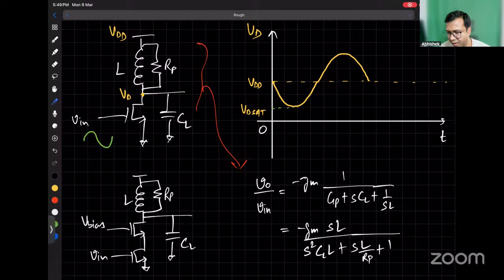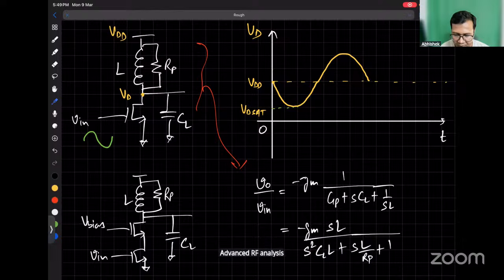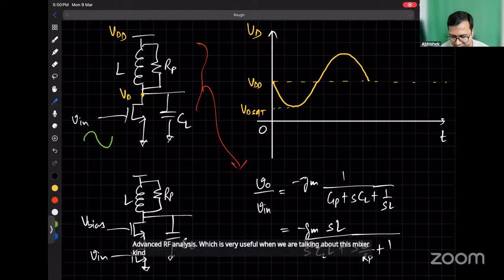And in addition to that, let's say if you already have access to either Mentor Graphics or Cadence based IC design flow, that is really useful, because in that flow you will be able to do some advanced RF analysis, which is very useful when we are talking about this mixer kind of simulation.